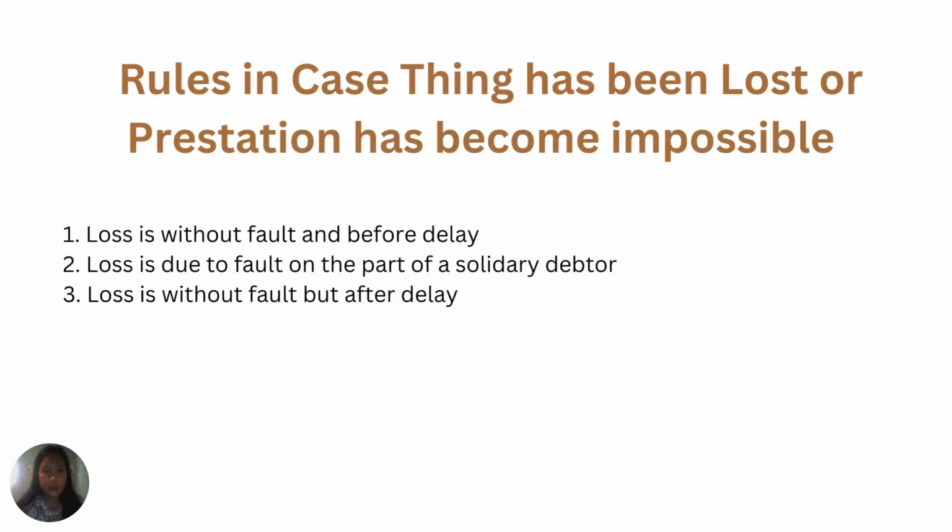Next, the rules in case the thing has been lost or the prestation has become impossible. Number one, the loss is without fault and before delay. Second, loss is due to fault on the part of a solidary debtor. Third, loss is without fault but after delay.